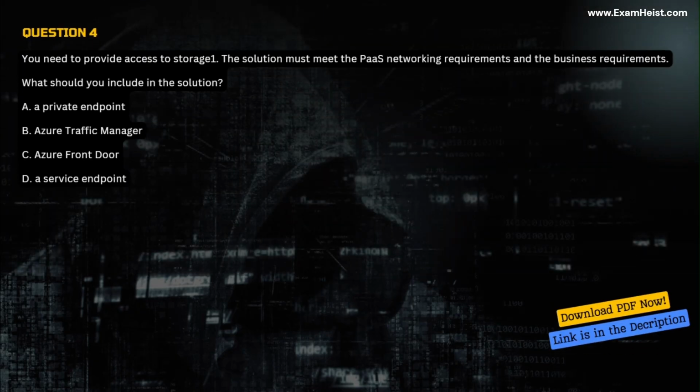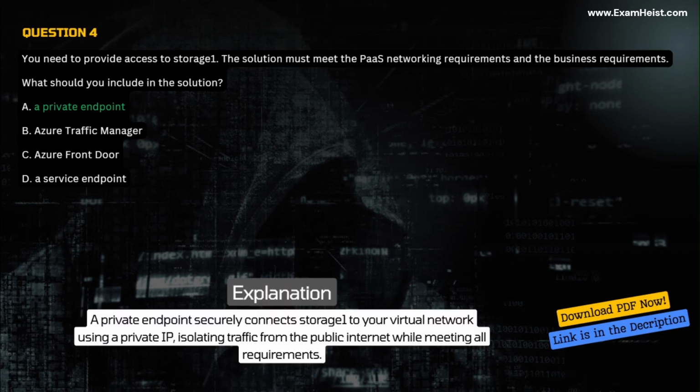Question 4. You need to provide access to storage 1. The solution must meet the PaaS networking requirements and the business requirements. What should you include in the solution? A. A private endpoint. B. Azure Traffic Manager. C. Azure Front Door. D. A service endpoint. Correct answer A. A private endpoint. Explanation. A private endpoint securely connects storage 1 to your virtual network using a private IP, isolating traffic from the public internet while meeting all requirements.